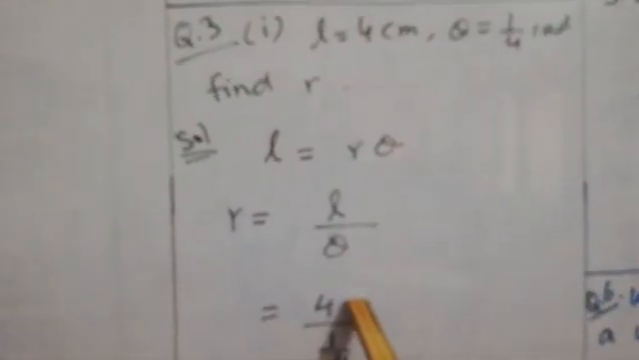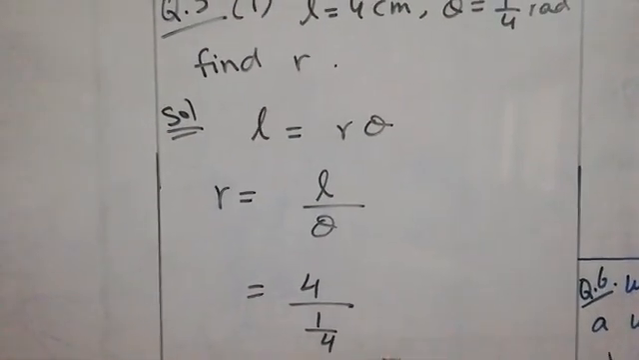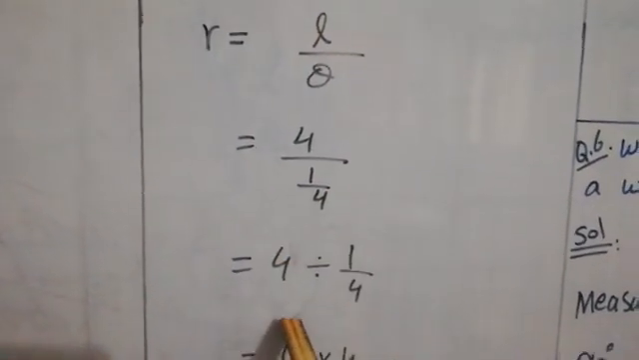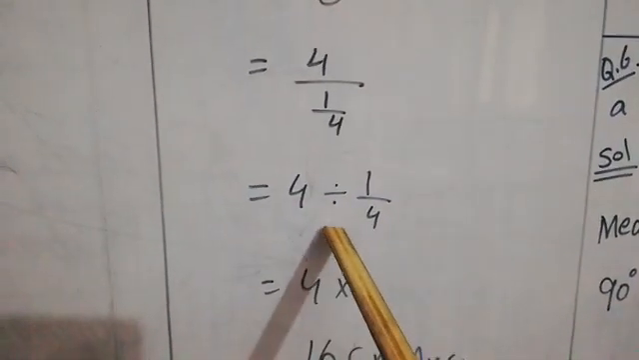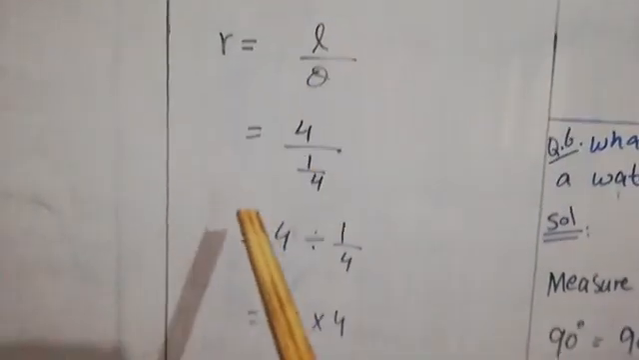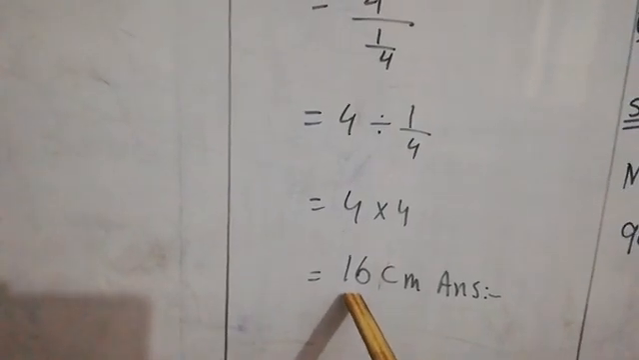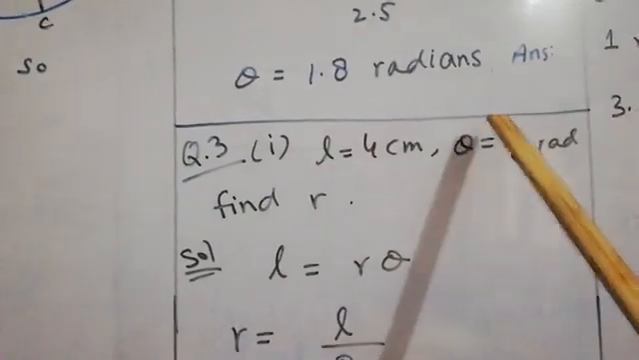L is equal to 4 centimeter, theta is equal to 1 by 4 radians. So my dear students, since this is division form, we will write 4 divided by 1 by 4, and we will take the reciprocal after the multiplication sign. So 4 4s are 16. So the measurement of the radius r is equal to 16 centimeter. It means when the radius is 16 centimeter and the arc is 4 centimeter, then theta is 1 by 4 radians.